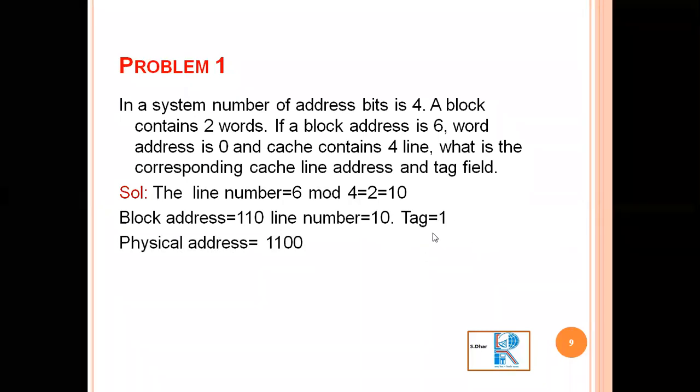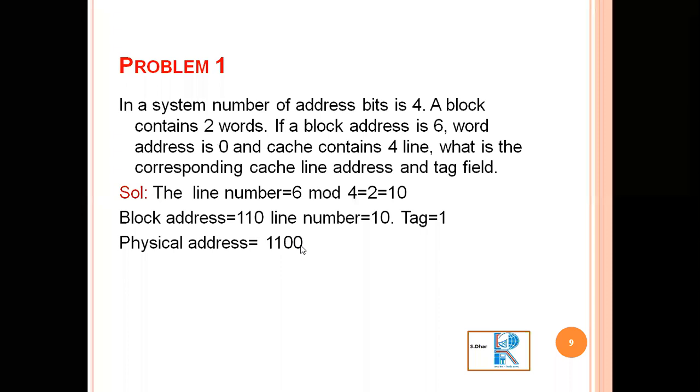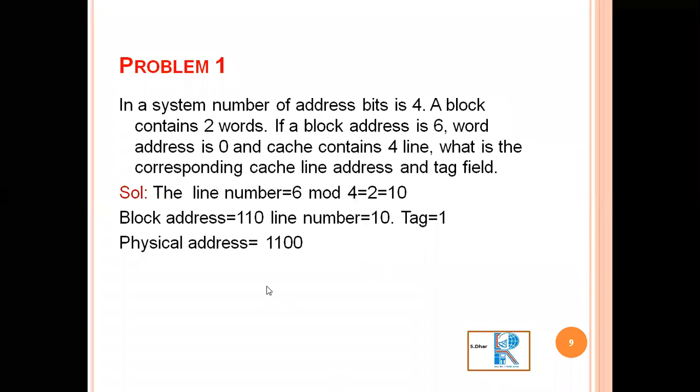So our answer is here the tag field is 1 and line number is 10. Now you can ask me what is the original physical address. See here. What is the word address? Word address is 0. I put the 0 at the right hand side. What is the line address? Line address is 10. Then I put 10.